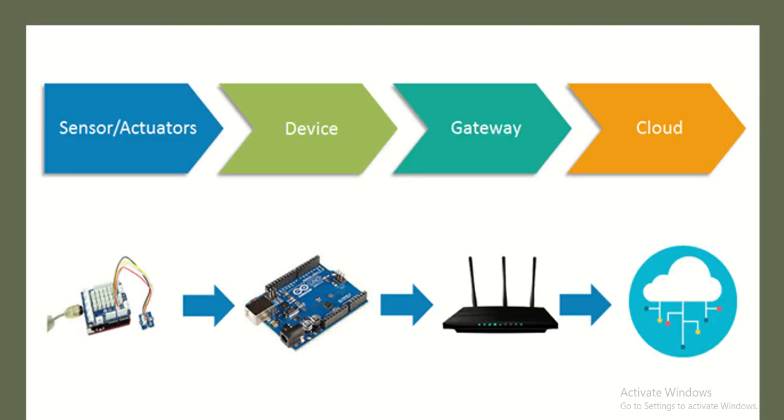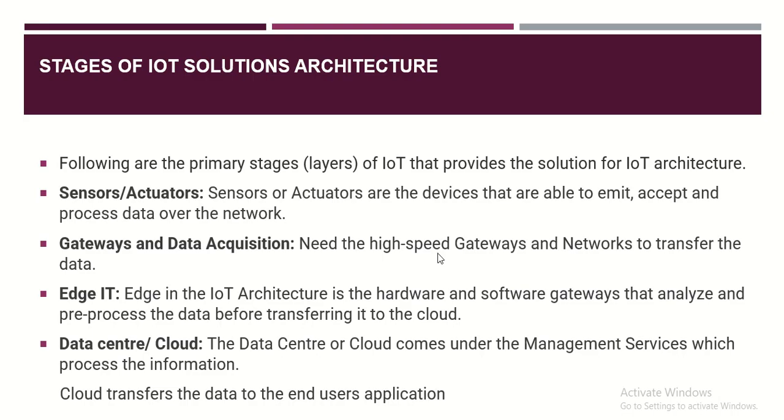So this is how the components of an IoT module help to build that IoT module: sensors, devices, gateways, and the cloud. So the gateway shown over here is a kind of router. Like a router, there can be a switch, hub, and other devices which can be used as a gateway.